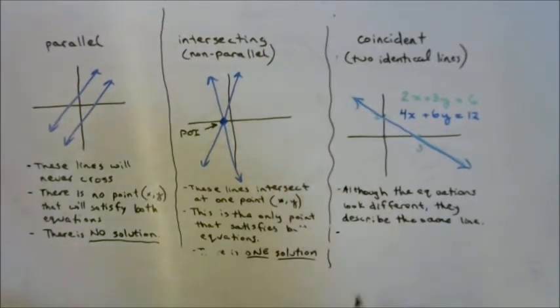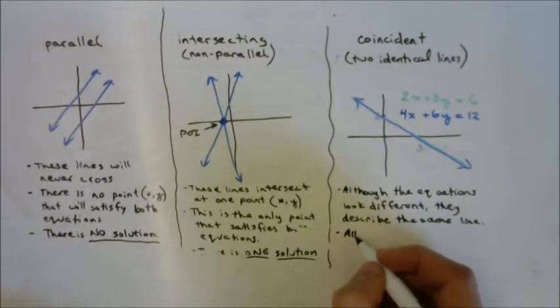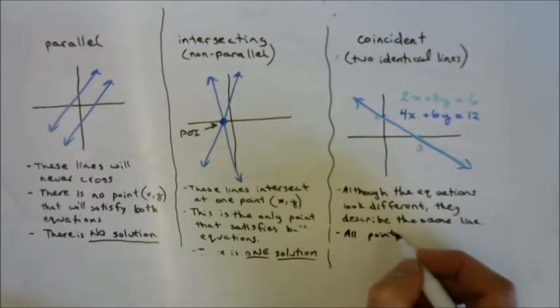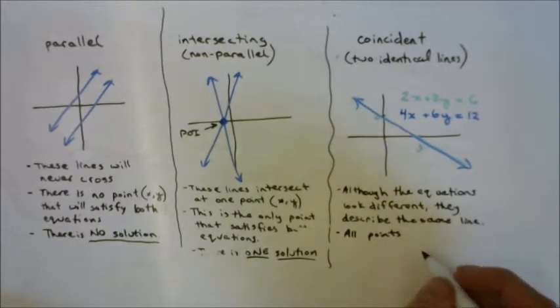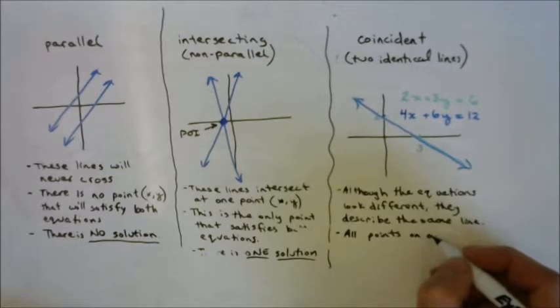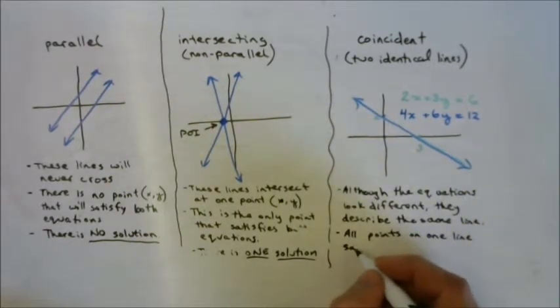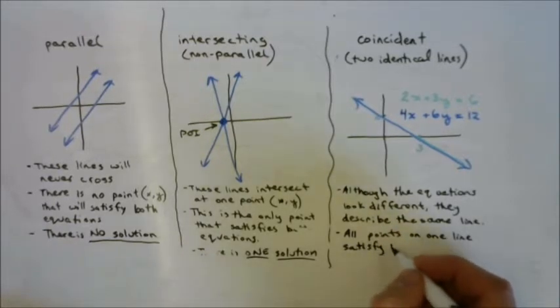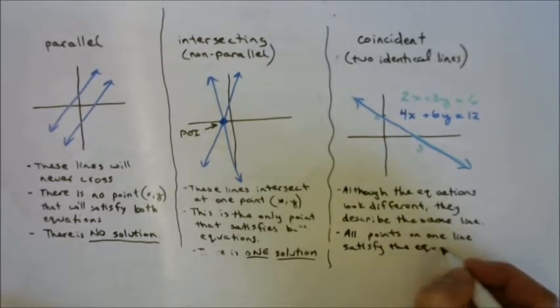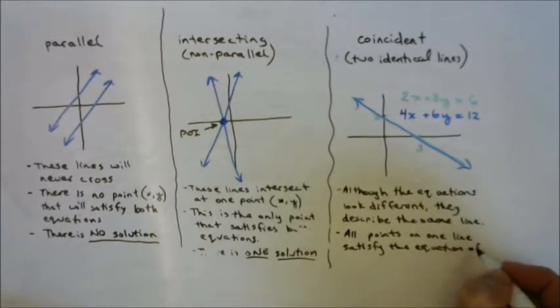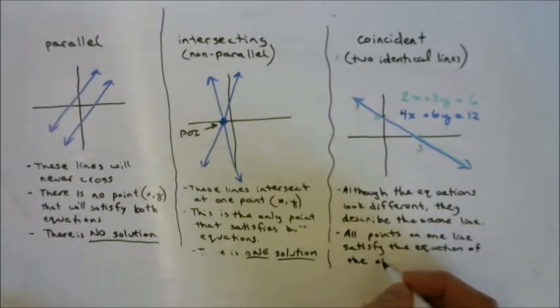Now, what's interesting about the points that are on the line? They intersect. They're parallel. No, they're the y-intercept. Yeah, all the points satisfy the equation. Good. All points on one line satisfy the equation of the other line.